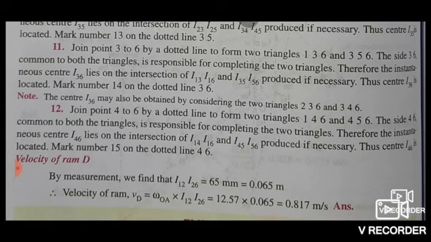Now we have to find out the velocity of RAM D. By measurement we find I12, I26 equal to 65 mm, equal to 0.065 meter. So the velocity of RAM, Vd, equals omega OD into I12, I26, equal to 12.57 into 0.065. That comes to 0.817 meter per second, which is the velocity of the RAM.